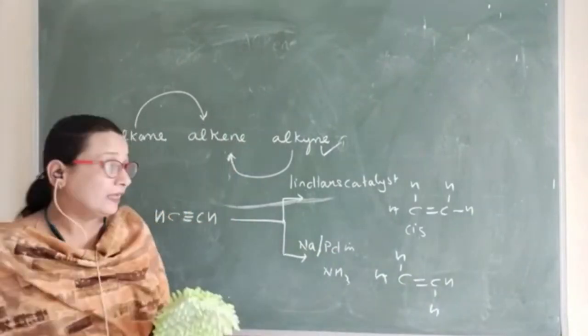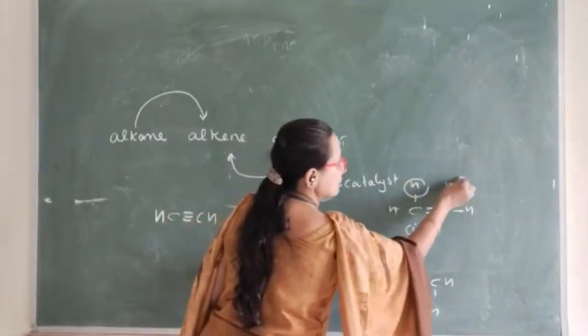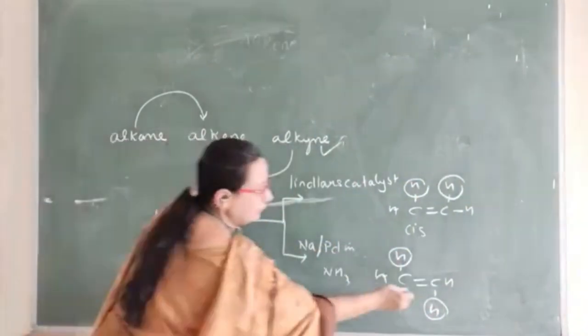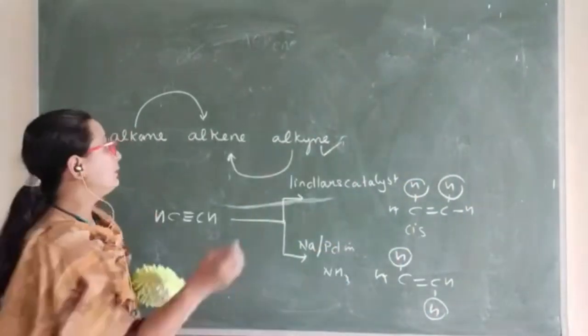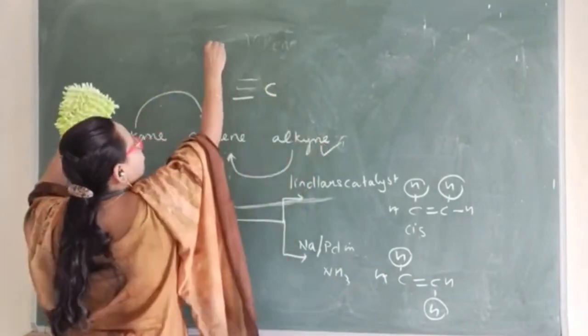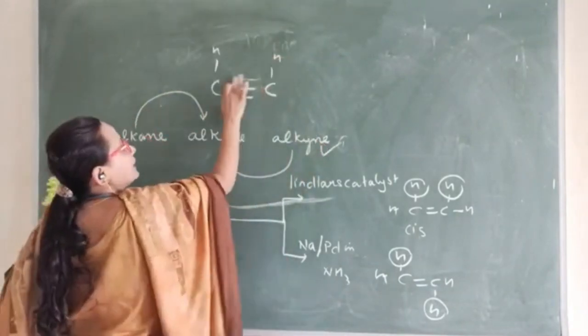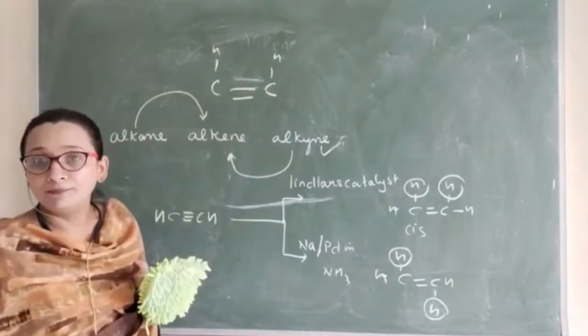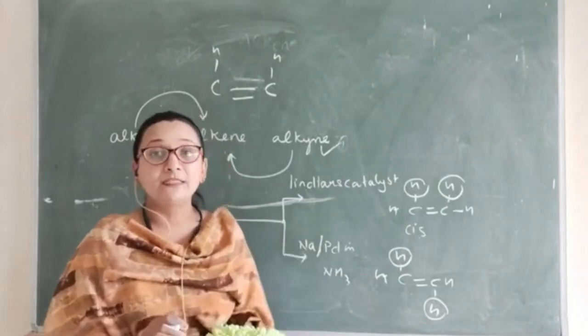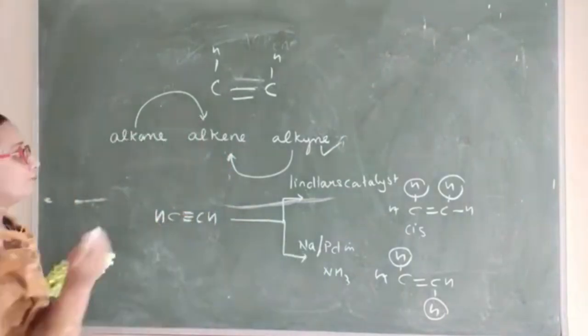It is nothing but gain of protons across the, see, triple bond becomes now what? Double bond. The triple bond, it is breaking and there are formation of two single bonds, and triple bond becomes a double bond. This is what is happening in the fourth method of preparation, that is called as reduction of alkynes.